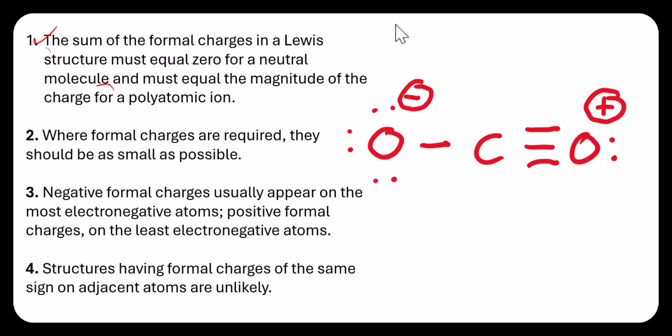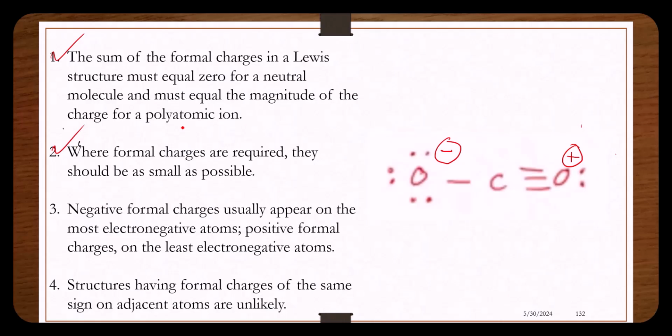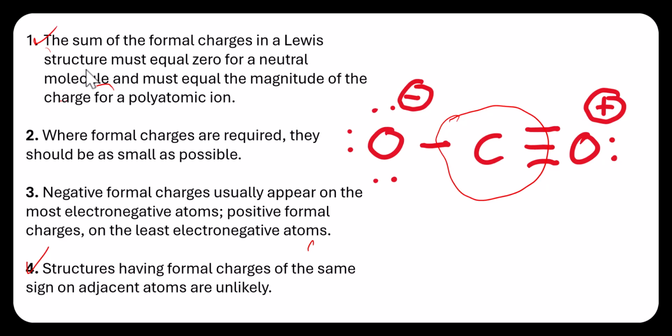For the second guideline, where it says where formal charges are required, they should be as small as possible, I want to wait until we have all the structures built up so we can compare them and better determine which one has the lowest formal charge. The negative formal charges usually appear on the most electronegative atoms and positive formal charges on the least electronegative atoms. And the oxygens are the most electronegative, so that checks out for this oxygen. But this oxygen has a positive formal charge, and that doesn't make sense because the carbon would be the least electronegative. So this fails.